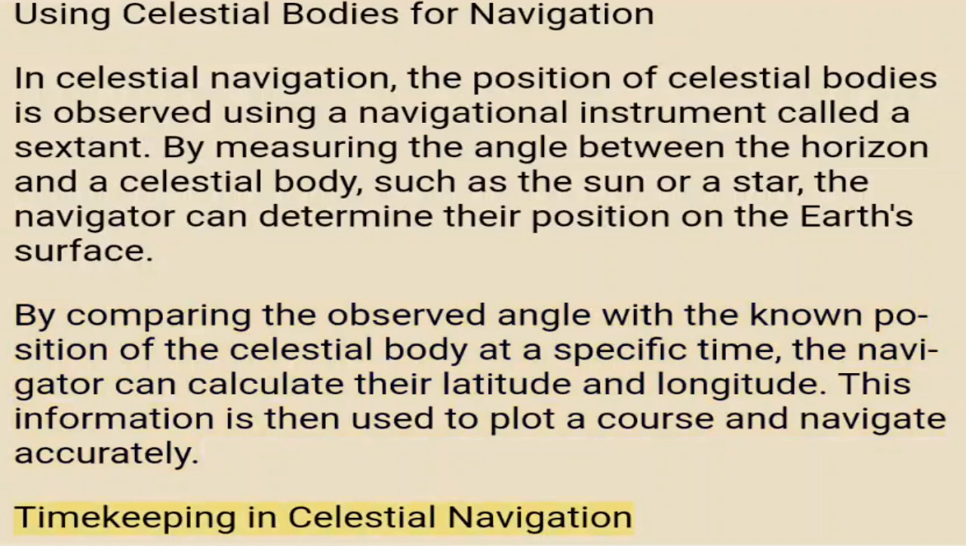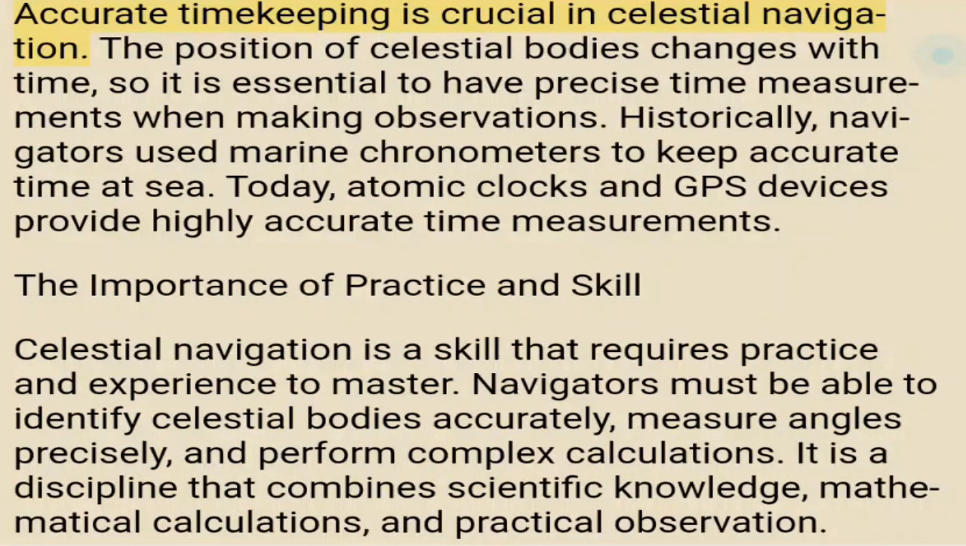Timekeeping in celestial navigation. Accurate timekeeping is crucial in celestial navigation. The position of celestial bodies changes with time, so it is essential to have precise time measurements when making observations. Historically, navigators used marine chronometers to keep accurate time at sea. Today, atomic clocks and GPS devices provide highly accurate time measurements.